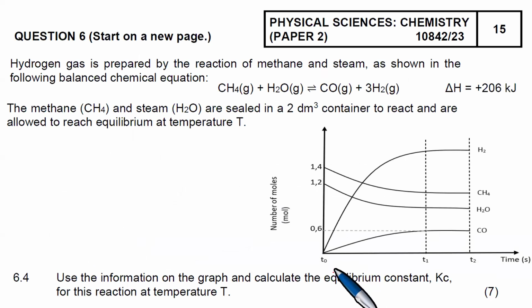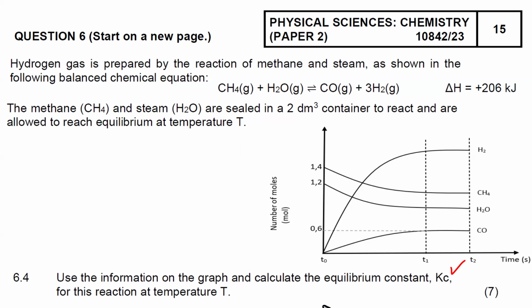Question 6.4 is here. Use the information on the graph and calculate the equilibrium constant, Kc, for this reaction at temperature T. Let us calculate this one. We need to calculate the Kc. How do we calculate Kc?